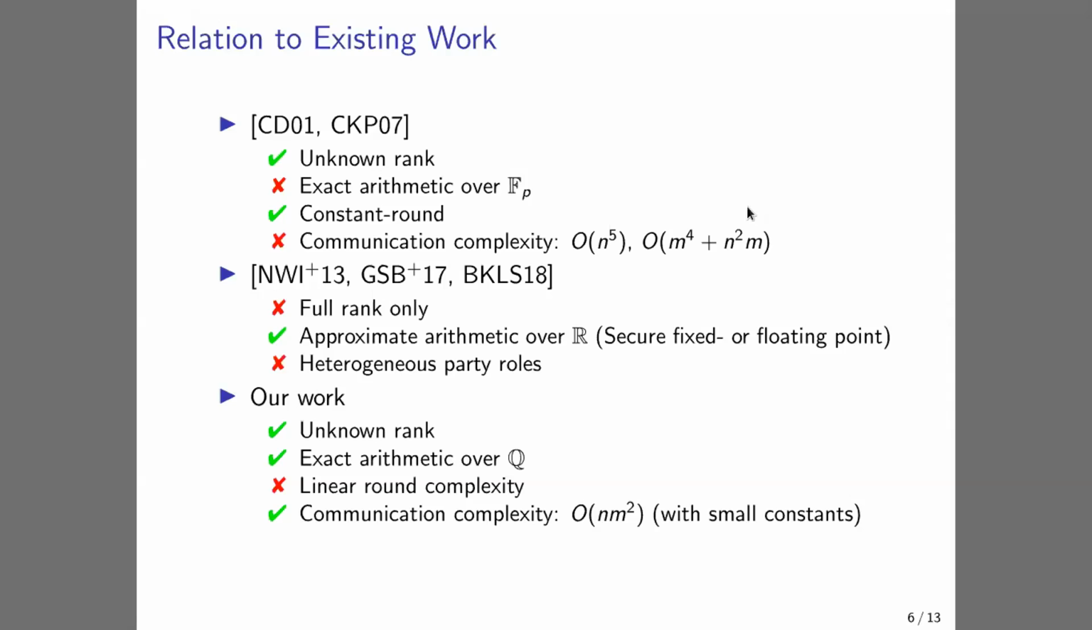Unfortunately, we don't have constant round complexity. We have some linear round complexity, but in return we get a much lower communication complexity, which is essentially cubic in the dimension of the matrix, with actually very small constants. So we deem this rather practical. And if you take the efficient dot product that I mentioned into account, you can even state the communication complexity as being square in the dimensions of the matrix.